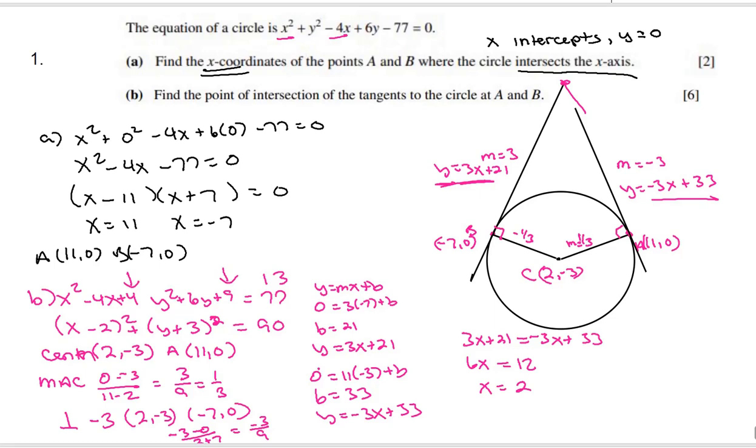All right, but anyway, then I plug it back into one of the equations. We'll say y equals negative 3 times 2 plus 33, and so that's going to give me negative 6, and then negative 6 plus 33 is going to be 27, and so the y is going to be 27. And see, this is the point where they intersect.